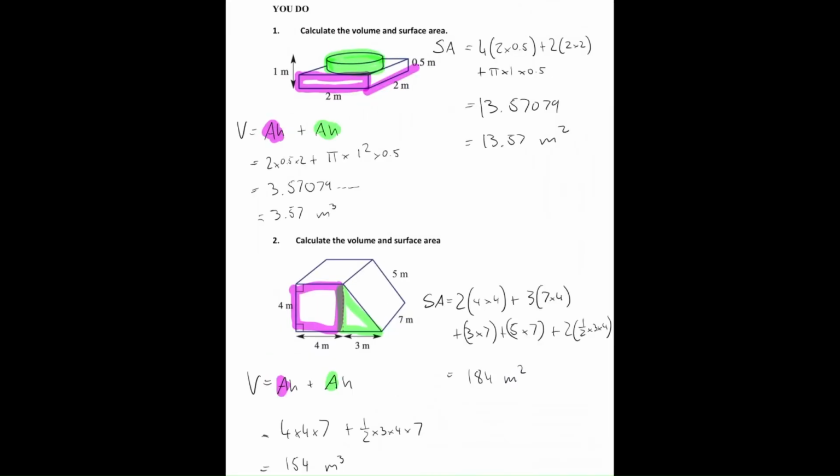All right, guys, here are the solutions. Over here on the volume side, you've got the volume of the rectangular prism and you've got the volume of the cylinder, and you've just added those together. That one is fairly straightforward. The surface area is a bit more complicated. You've got 4 of these rectangles around the outside. You've got 2 of these rectangles on the top and on the bottom.